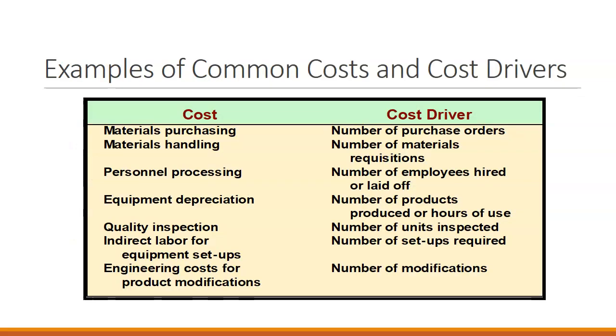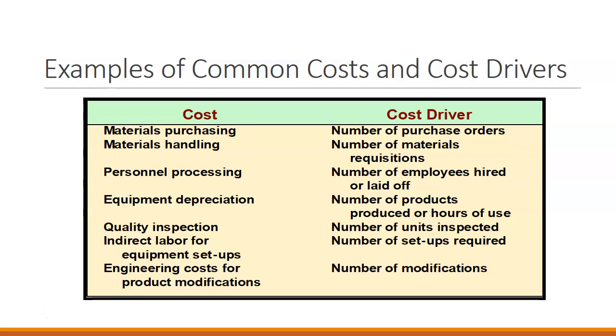Here are some examples of costs and cost drivers. Remember, the cost driver is what drives the cost. For example, we might have materials purchasing, and we might use the number of purchase orders to calculate our overhead. So think about that $100,000 from our last video. We decided that we were going to do a single rate and use direct labor. So we divided that whole $100,000 by our total number of direct labor hours and came up with an overhead rate.